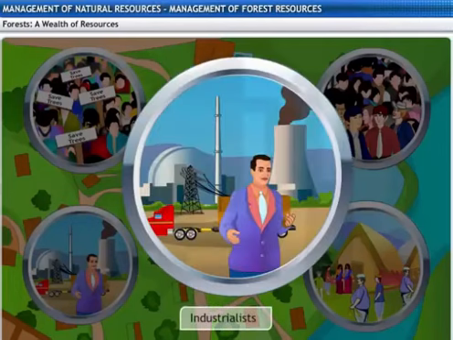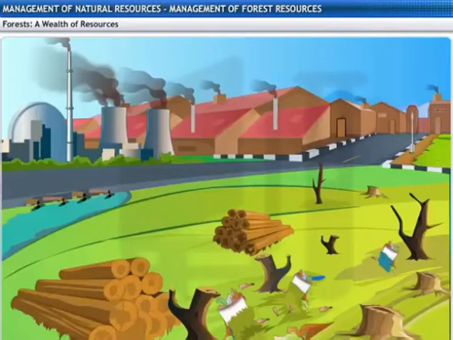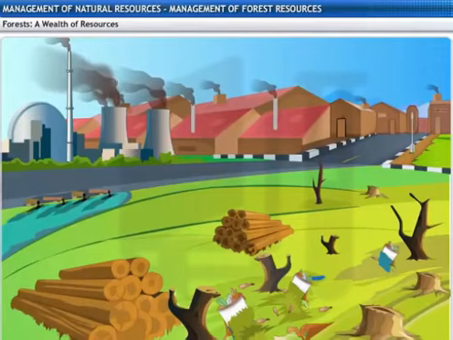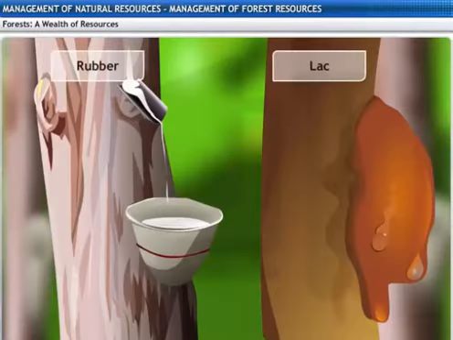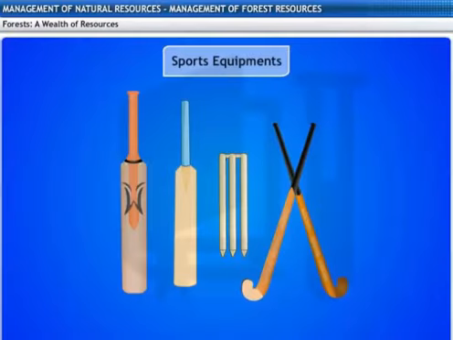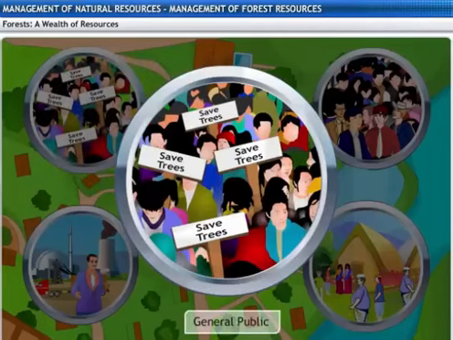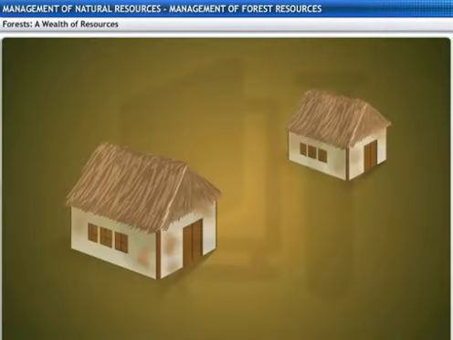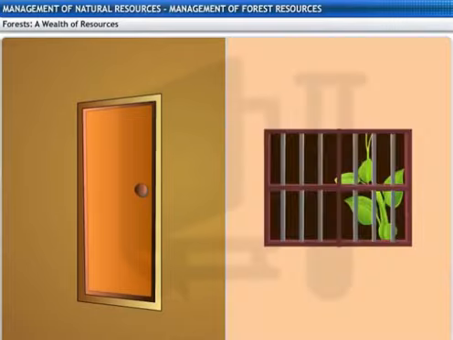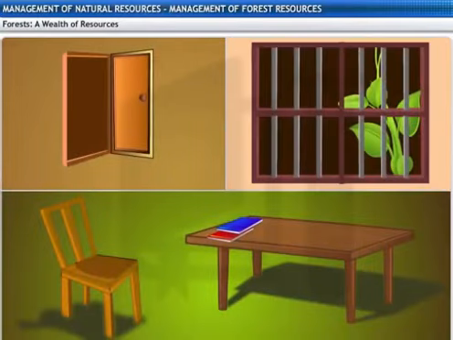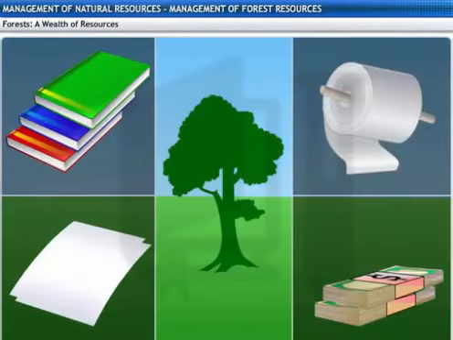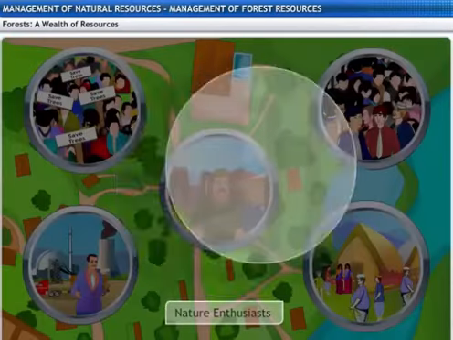Industries obtain raw material from forests for their factories. Forests support vital industries such as rubber, lac, and sports equipment. We use the timber from trees for construction, doors, and window frames and furniture. All the paper that we use also comes from trees.